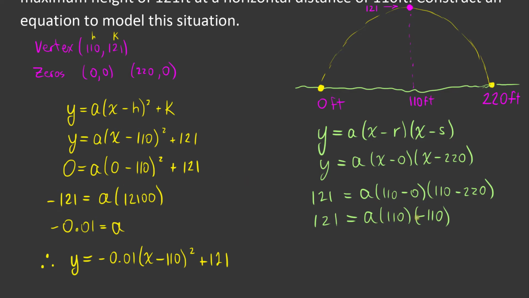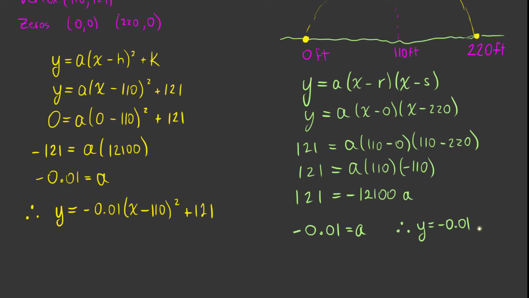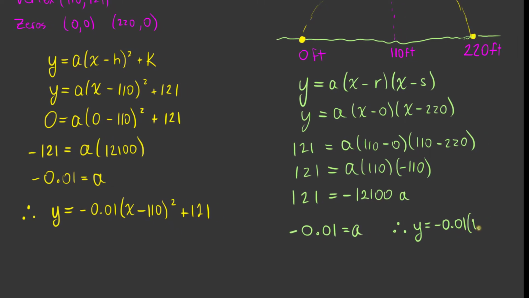So 110 times negative 110 is negative 12100. I'll divide both sides and get the exact same a value. Negative 0.01 is my a. No surprise there. Just confirming that it worked. You don't have to do both versions of the equation. I'm doing both versions of the equation just to show that it works.